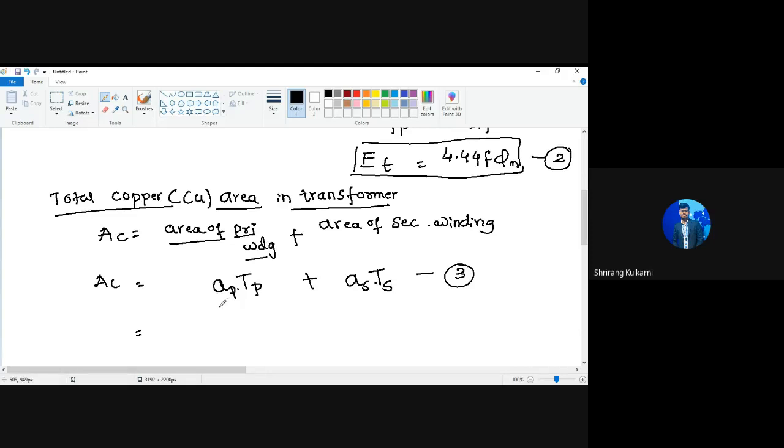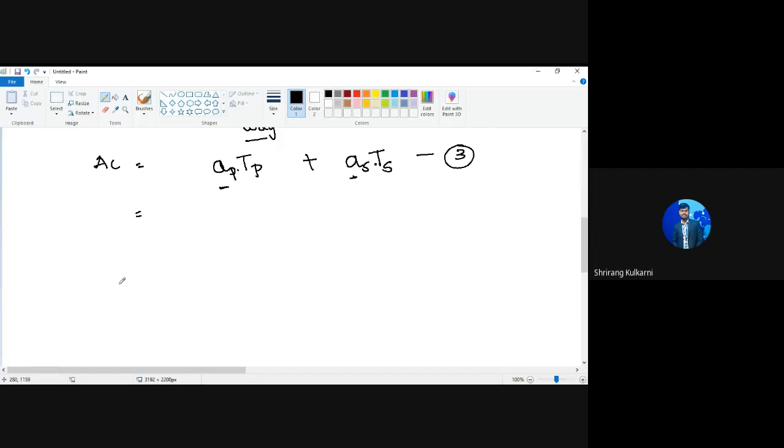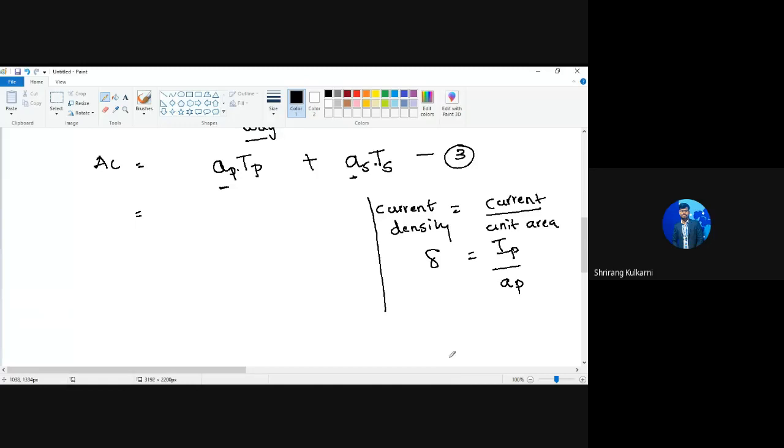Now we have to substitute something in place of AP and AS. What do we have to substitute? You have studied that. Recall the current density. What is the current density? Current density is equal to current by unit area. So primary current IP and unit area of primary is AP, it is equal to delta. With respect to secondary, it is IS by AS.